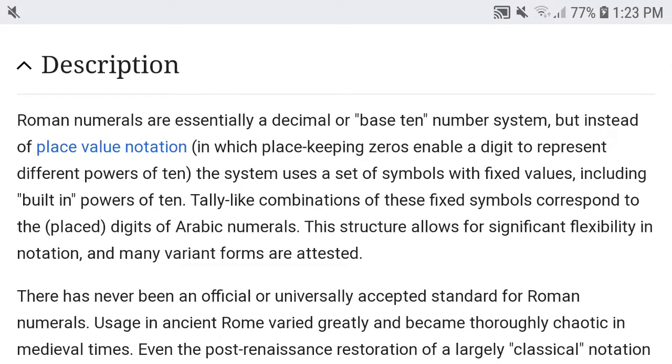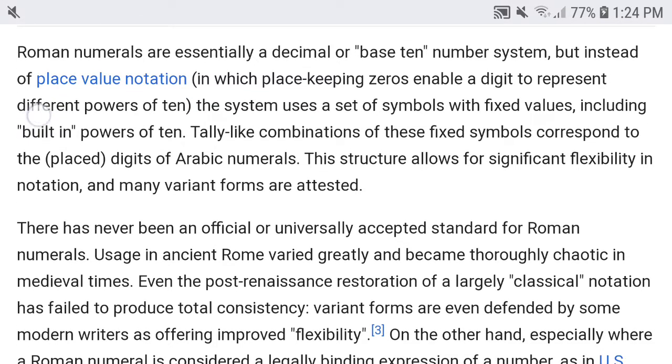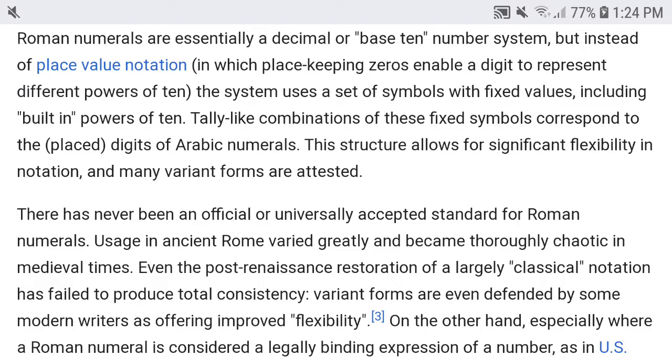Description: Roman numerals are essentially a decimal or base 10 number system, but instead of place value notation, the system uses a set of symbols with fixed values, including built in powers of 10. Small combinations of these fixed symbols correspond to the digits of Arabic numerals. The structure allows for significant flexibility in notation, and many variant forms are attested.